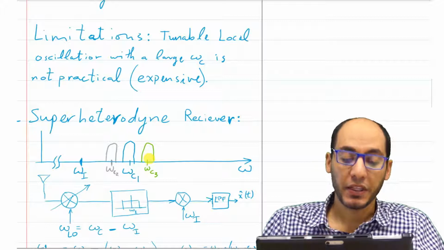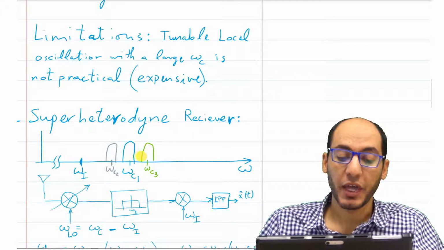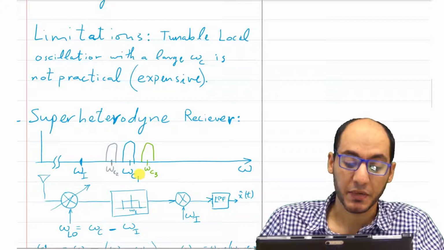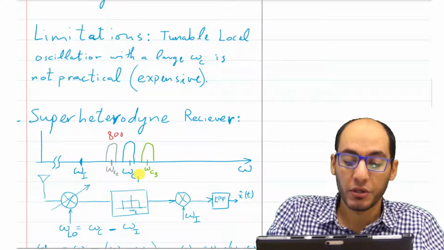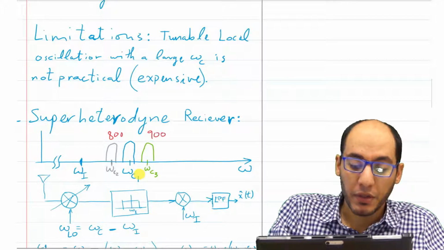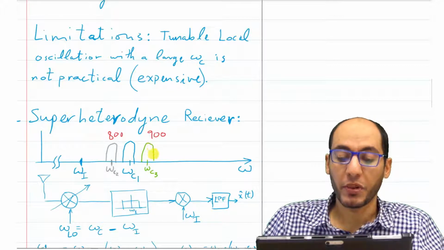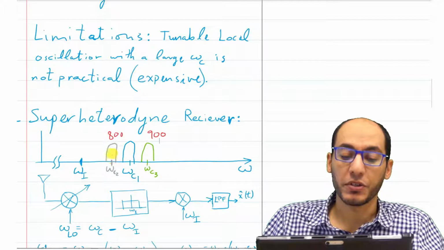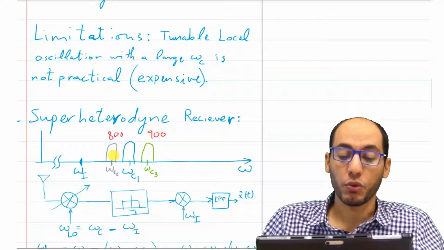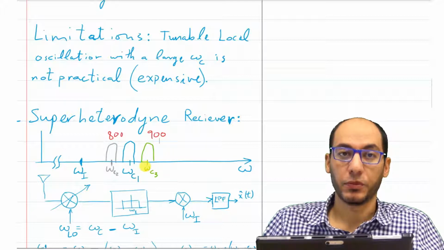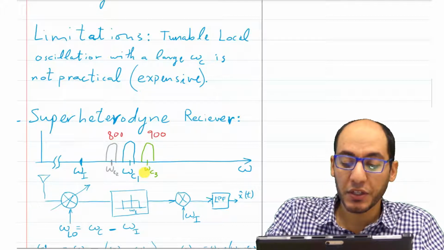It turns out that if the tunable local oscillator is tuning at high frequencies, then it's going to be expensive. What do I mean by that? Let's assume, for instance, that this is at 800 kilohertz and this is at 900 kilohertz. So the maximum frequency is 900 kilohertz, and the minimum frequency of the channels that you intend to listen to is 800, so the channels are between 800 and 900. Which means that the local oscillator needs to have a range between 800 and 900.